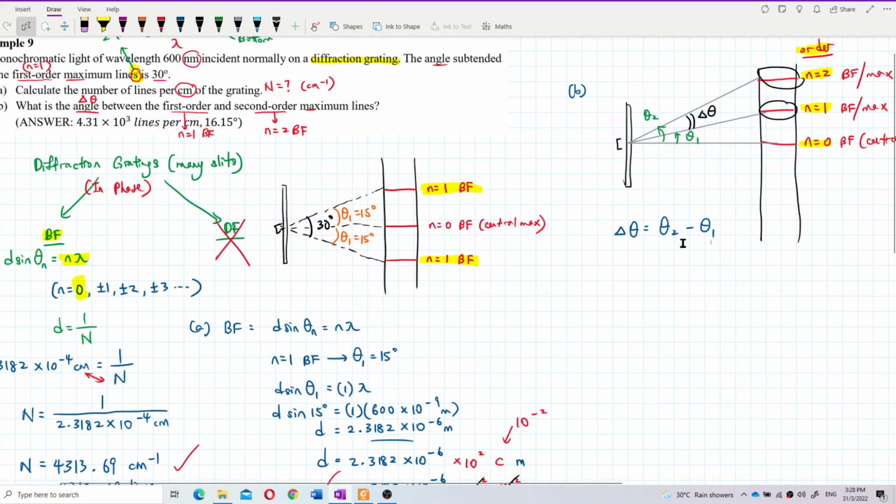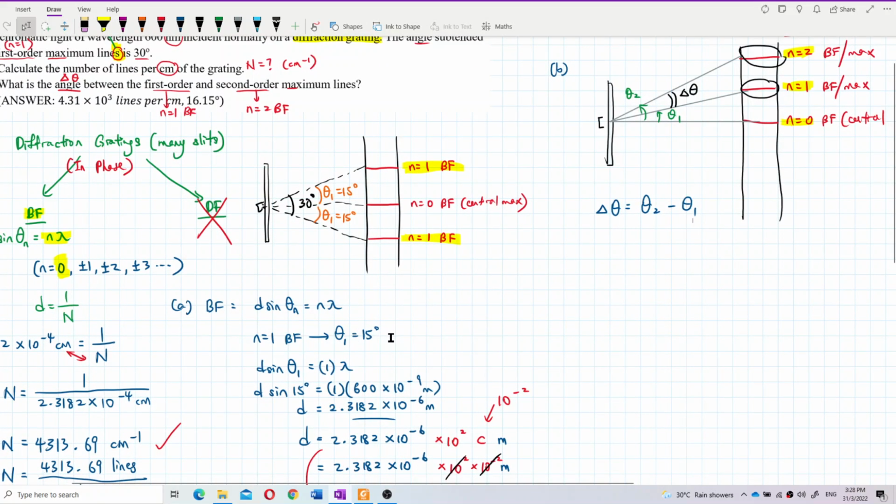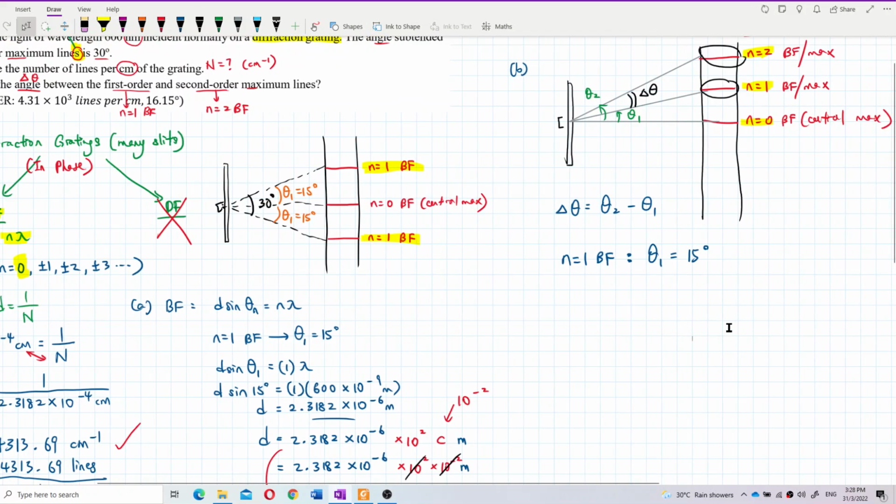Theta 1 we already have, 15 degree from just now: 30 degree divided by 2, I get 15 degree. So theta 1 is settled. That is for the first order bright fringe. Now how about theta 2? Let me rearrange the information. For the first order bright fringe, I already got theta 1. Now how about the second order bright fringe?